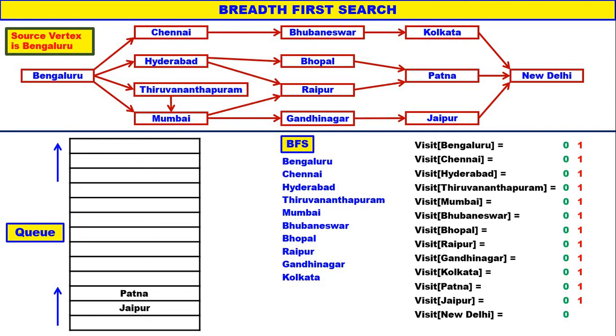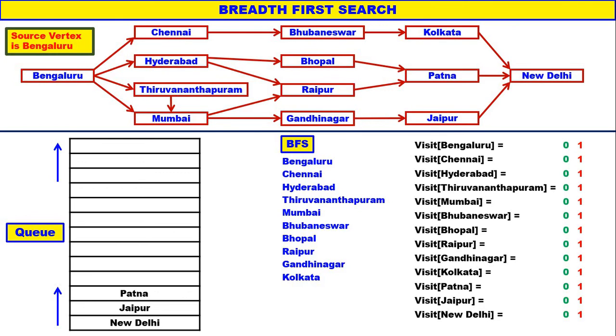Check visit of New Delhi. Yes, visit of New Delhi is equal to 0. Therefore, New Delhi is not yet visited. Therefore, New Delhi can be added at the end of the queue. And after adding New Delhi at the end of the queue, immediately visit of New Delhi becomes 1. That's all for Kolkata. Now again come back. Is the queue empty? No, the queue is not empty.